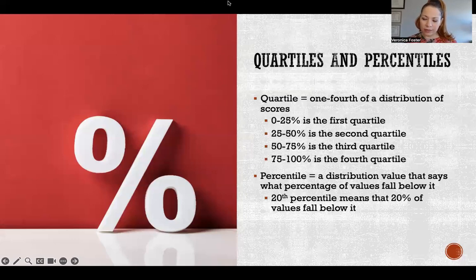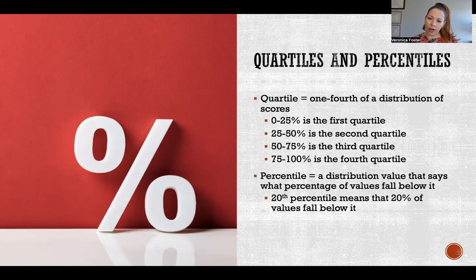Quartiles and percentiles. I'm sharing these terms just because they're useful in understanding what we'll talk about on the next slide. A quartile refers to a fourth of a distribution of scores. So the first, second, third, and fourth quartile. The first is 0 to 25. Then the next quarter is the second. Then the third is 50 to 75. And then finally, the fourth quartile is 75 to 100%.